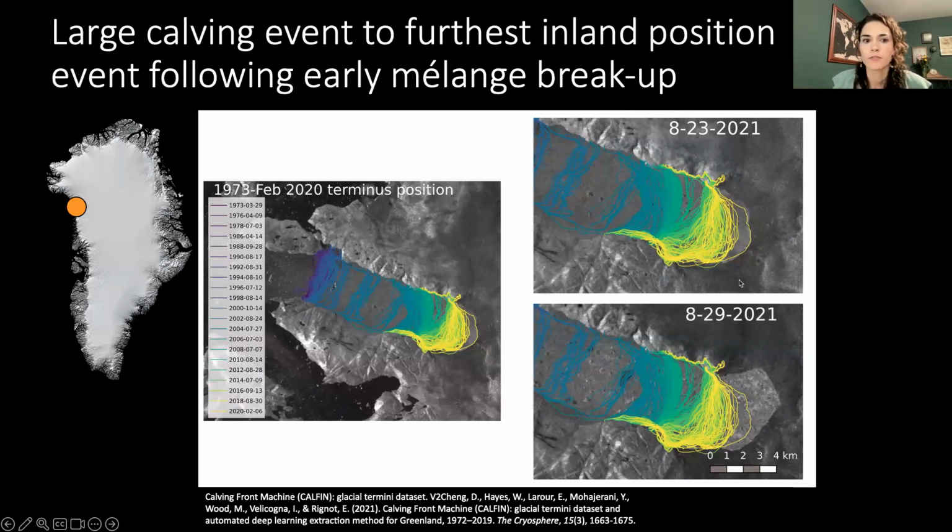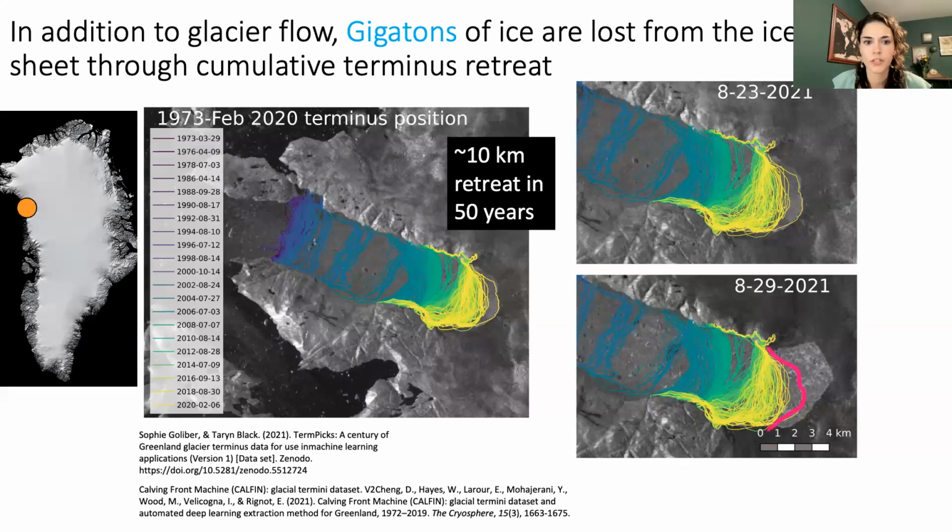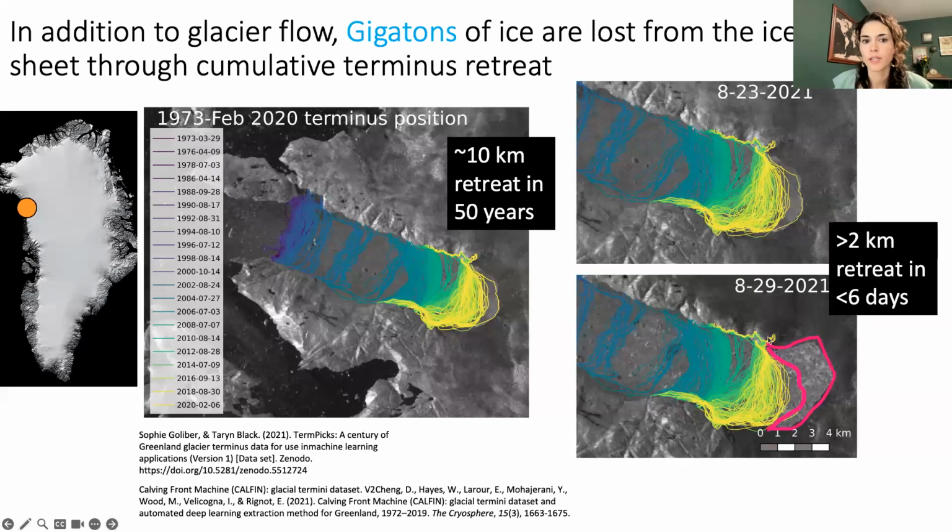from August 23rd to August 29th, you can see in this area here, which I will highlight, oops, sorry about that. Okay, so here we go. We've traced the area that calved, and this calved between two Sentinel images, so within 6 days, this large area, over 2 kilometers of ice, calved.